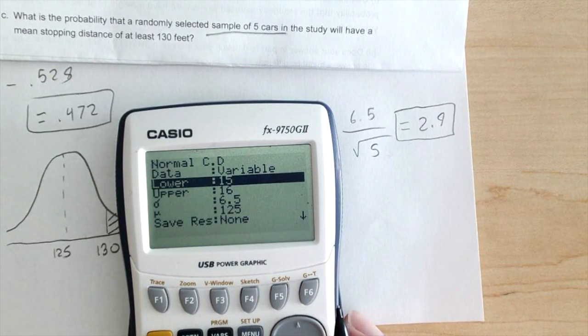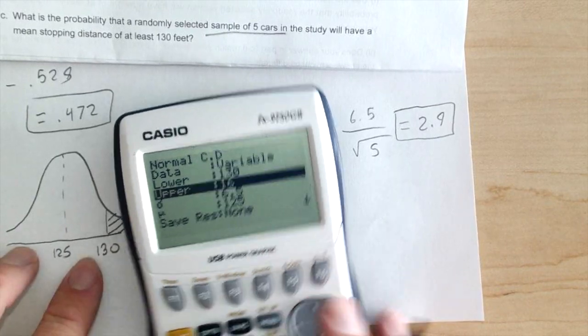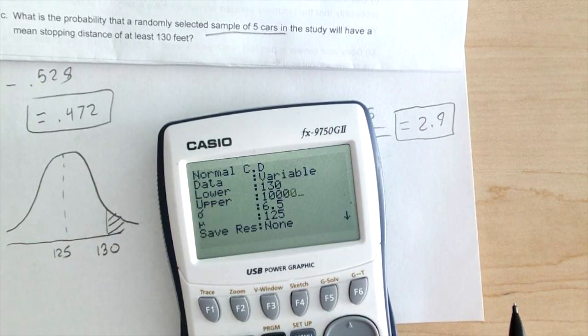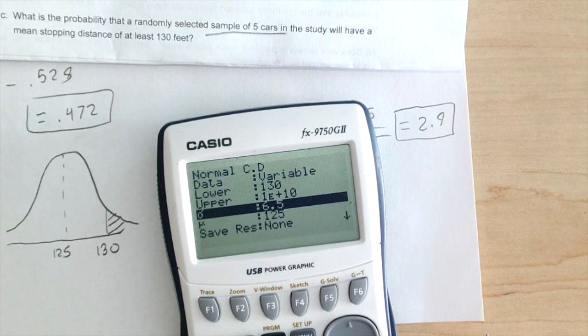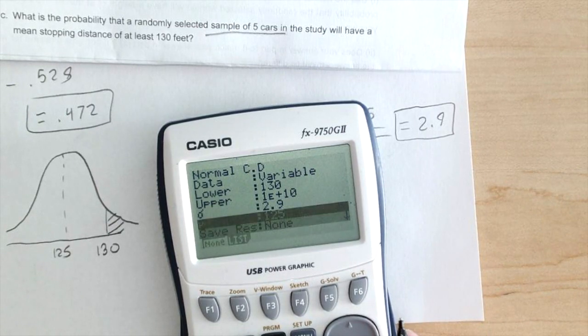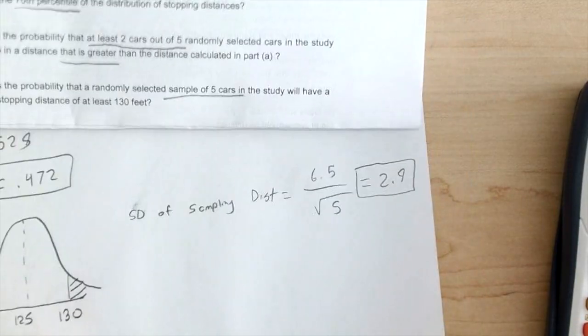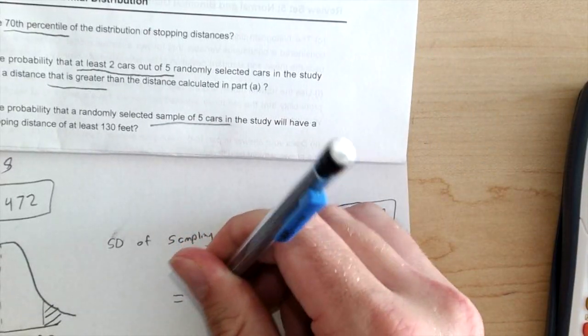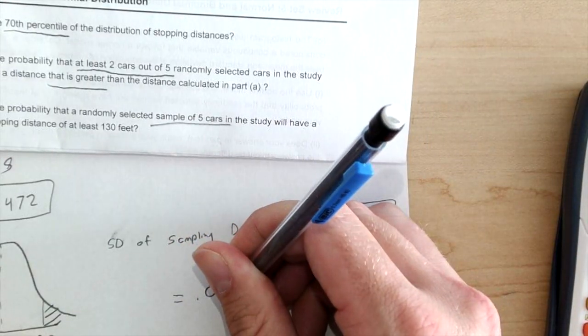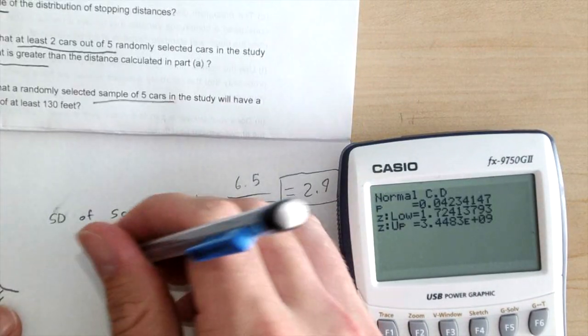With lower and upper, we're trying to find 130 or greater, so 130 to infinity, with a standard deviation of 2.9, and the same mean. I got that z-score really close to my head.